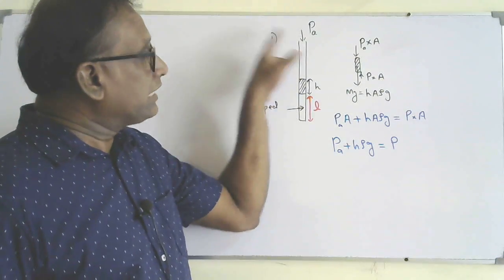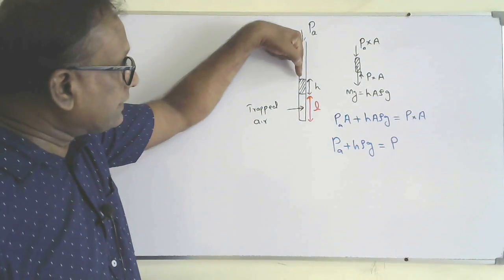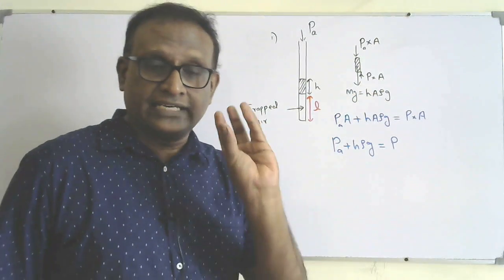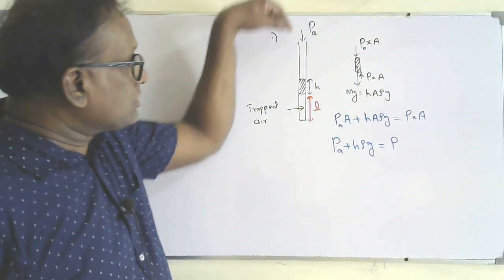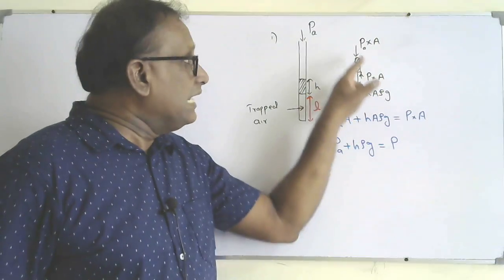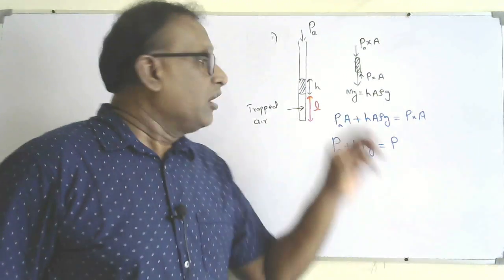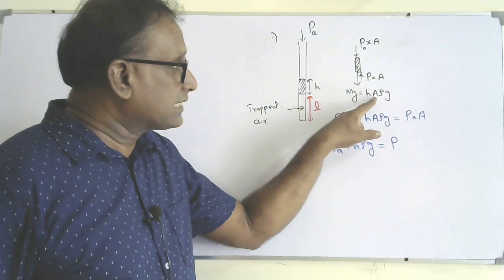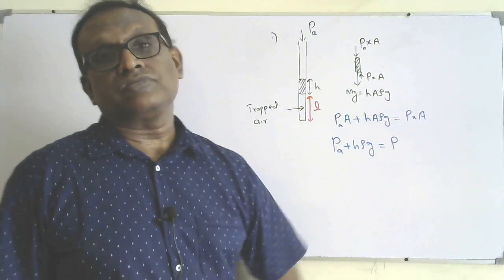If you keep the upper part open, the surrounding is atmosphere, so there will be atmospheric pressure acting on top of the liquid column. If I consider the area of cross section of the liquid column as capital A, the force acting on top of the liquid column will be PA, that's atmospheric pressure times area. The liquid column has weight: volume times density times g. The volume of the liquid column is H times A, height times area of cross section, so H times A times density times g is the weight of the liquid column.